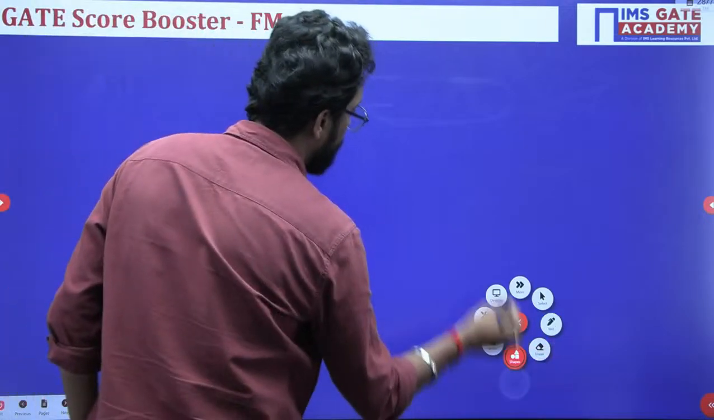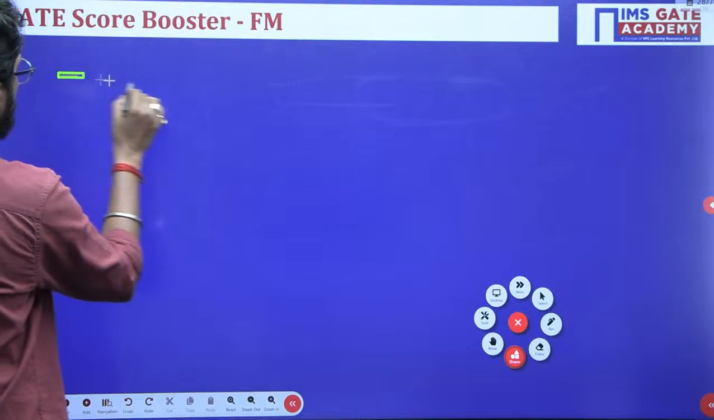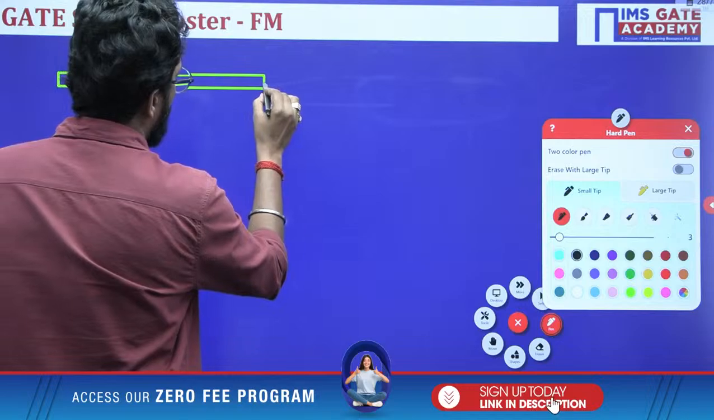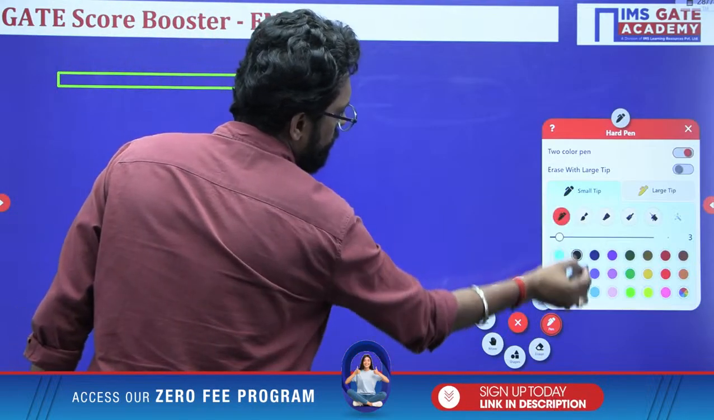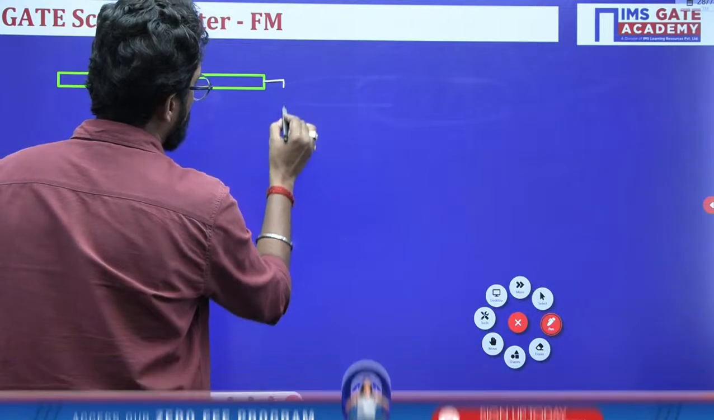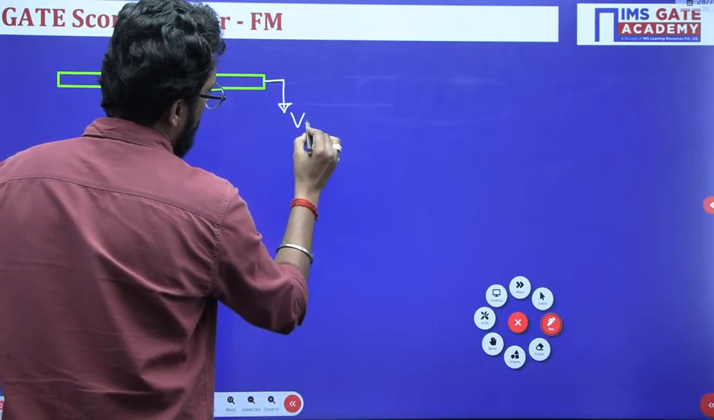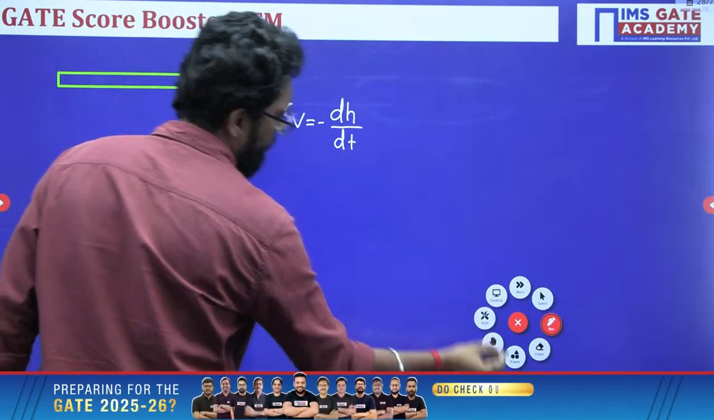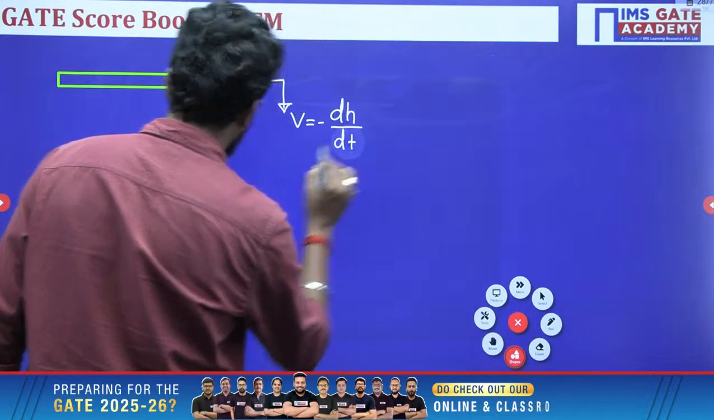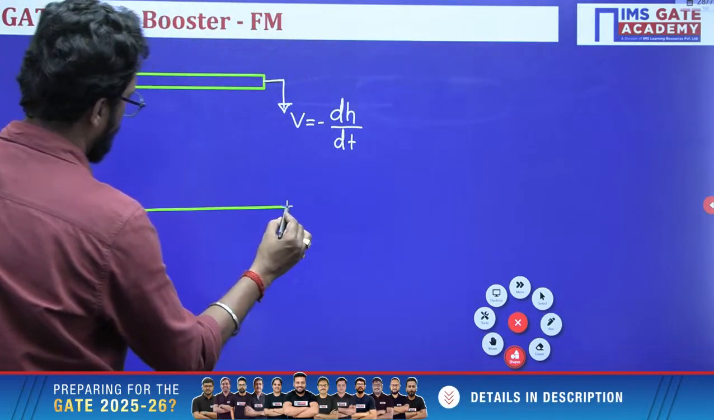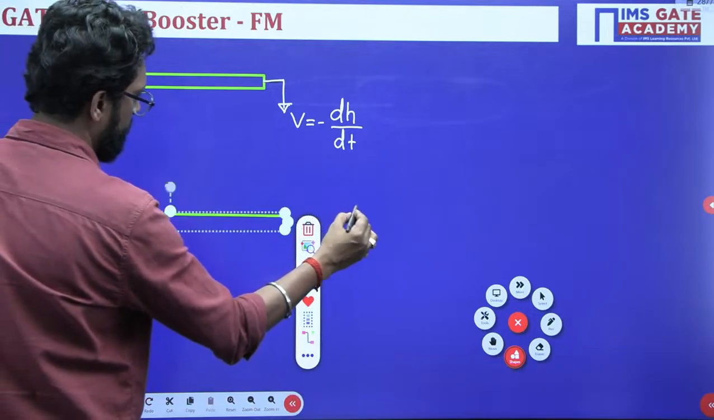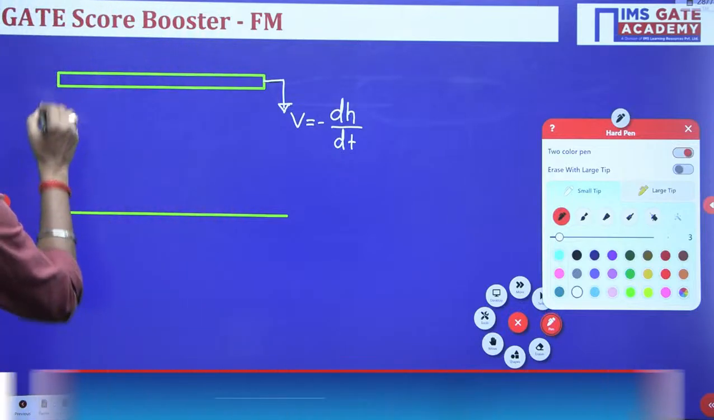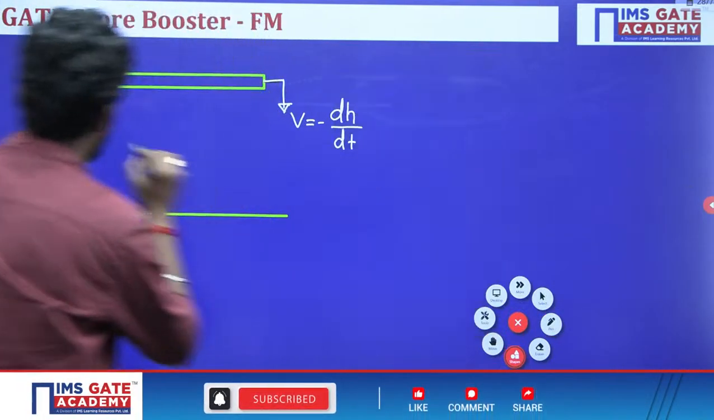So this is your top plate, and this top plate is moving down with velocity v, and that v is minus dh by dt. There is a plate which is stationary, a fixed plate. Now this is your gap. This is your gap h.